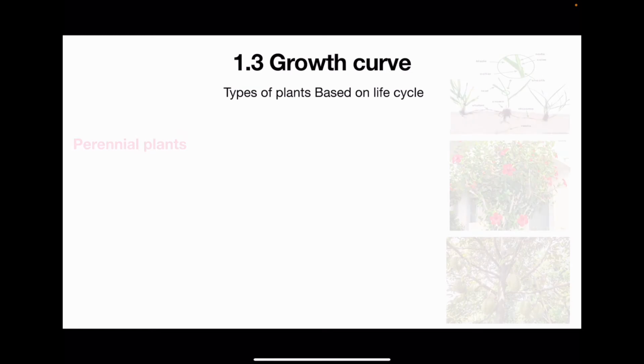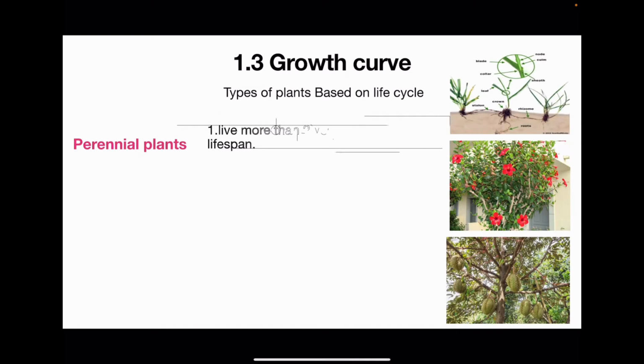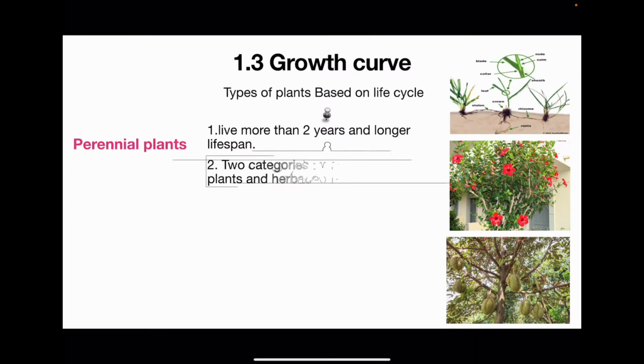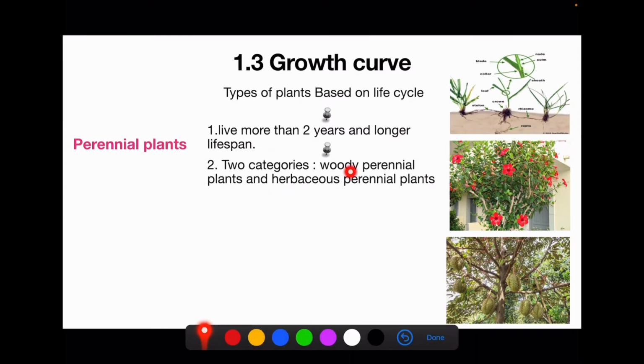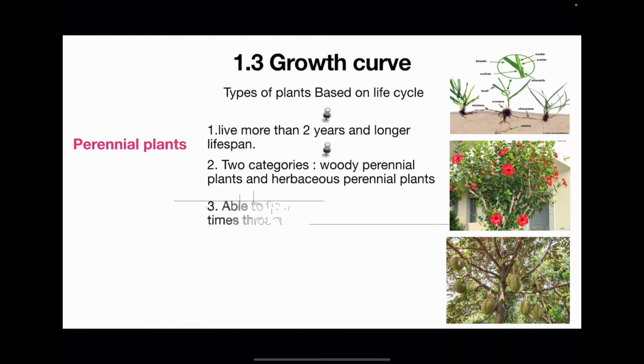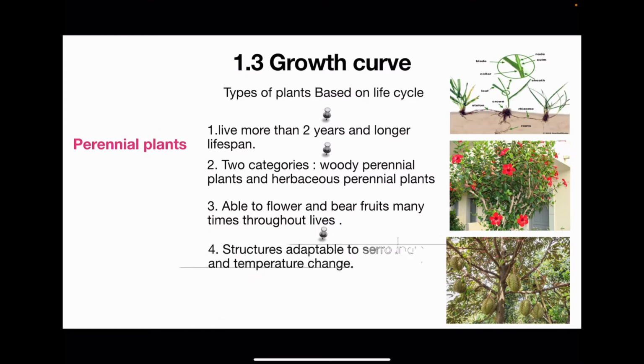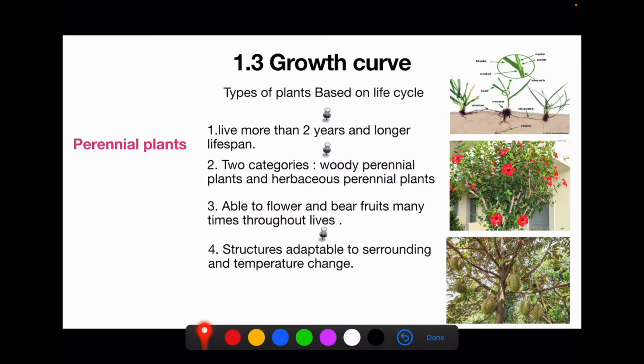Alright, the third one is the perennial plant. The perennial plants live more than 2 years and have a longer lifespan, and they have two categories, that is the woody perennial plant and also the herbaceous perennial plant. This plant is able to flower and bear fruits many times throughout its life. Its structures are adaptable to the surroundings and temperature change.